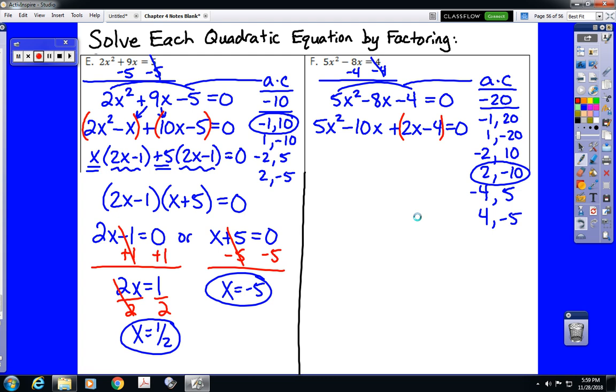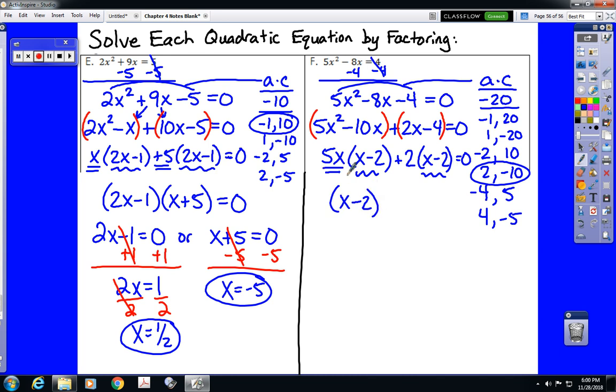So then, and I'm trying to fix that right parenthesis because I don't like it very much. There we go. We group and we factor. So here we can take out a 5x, which would leave x minus 2. And here we can factor out a 2, which would leave x minus 2. We're going to factor out those x minus 2's next, which leaves 5x plus 2 as our other factor. Again, we're going to use the zero product property to break that into two separate equations. Each parenthesis will be set equal to 0.